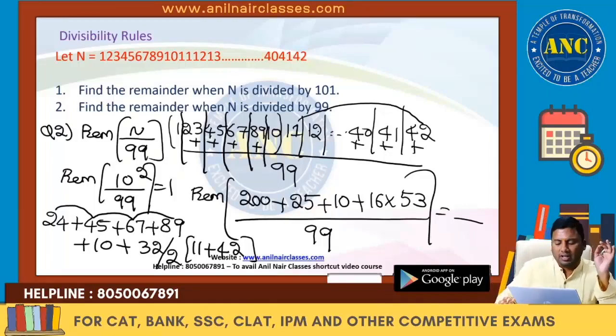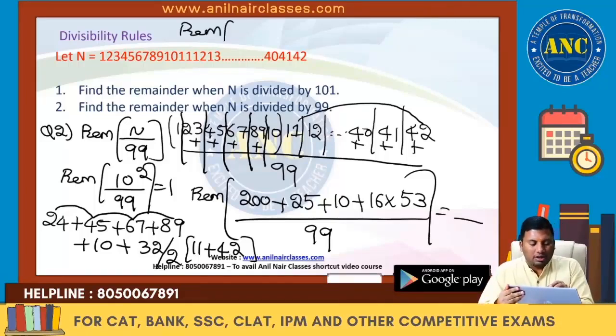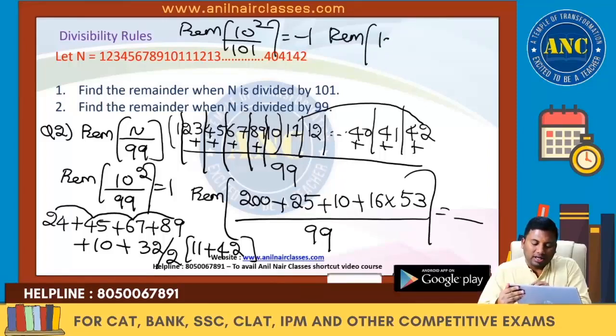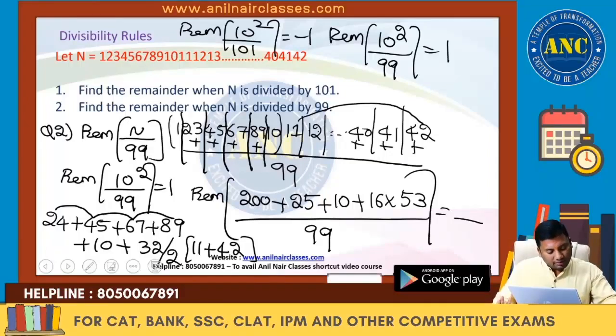What is the method? 10 square divided by 101 gives remainder minus 1. 10 square divided by 99 gives remainder plus 1. The entire concept uses this. Remainder 1. 10 square divided by 101 is minus 1. 10 square divided by 99 is plus 1. Idea clear, right? I hope the approach is clear. Next one.